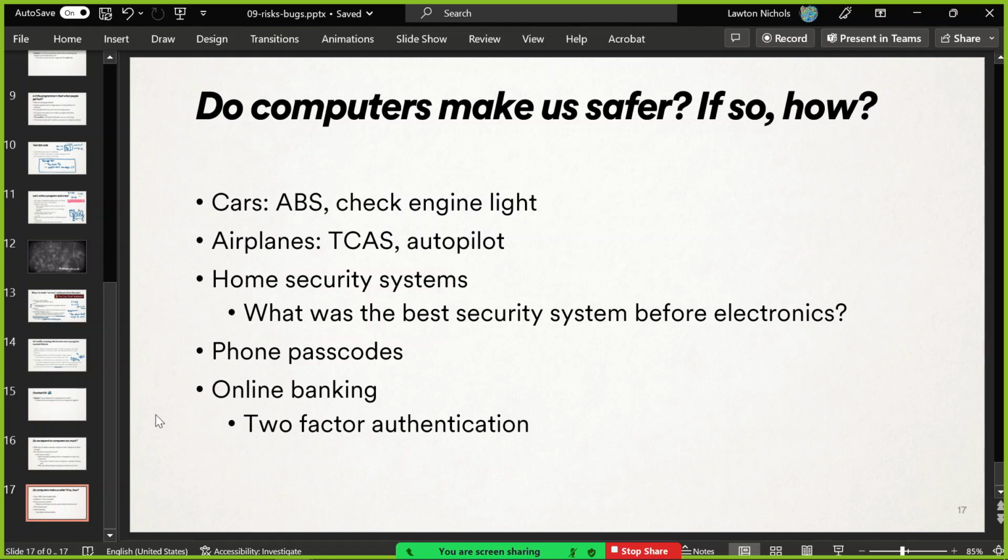So this is why I want to get you guys thinking about all this stuff. I think that's everything that I wanted to talk about for this set of slides, risks that come with using a computer. Any questions about any of that before I switch gears to something else?